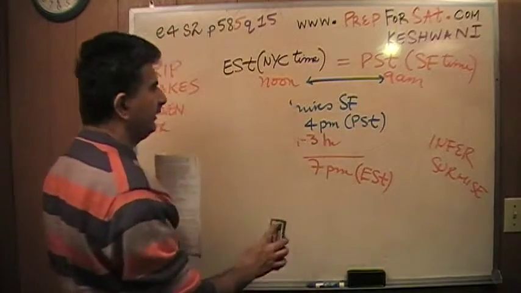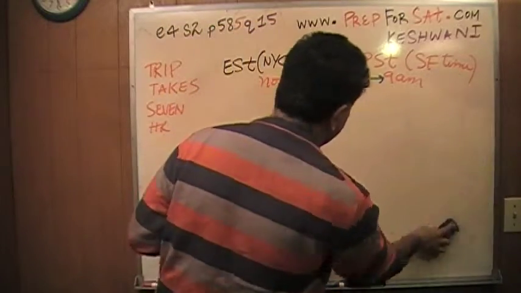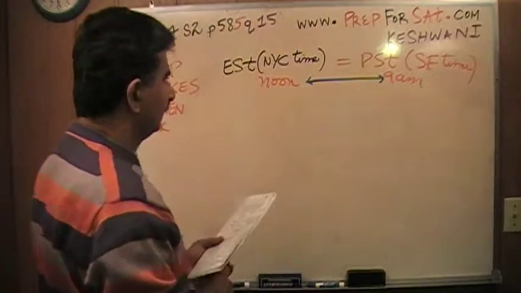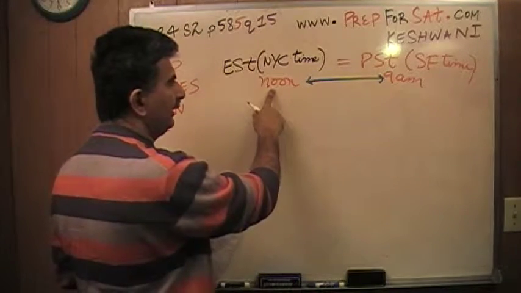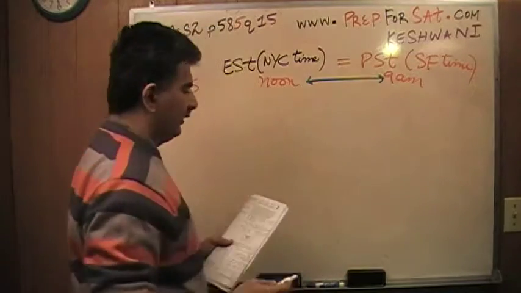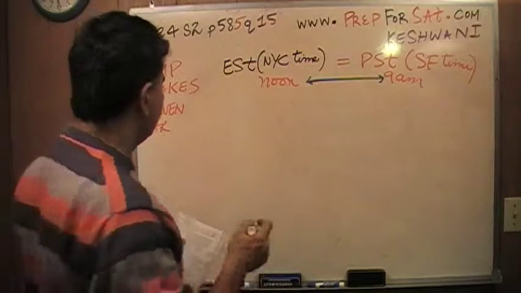So I'm going to erase everything here. Just keep in mind there is a 3-hour difference. San Francisco is 3 hours behind, as you can see here. When it's 12 o'clock in New York, it's 9 o'clock in the morning in San Francisco. So a second plane leaves San Francisco at noon.